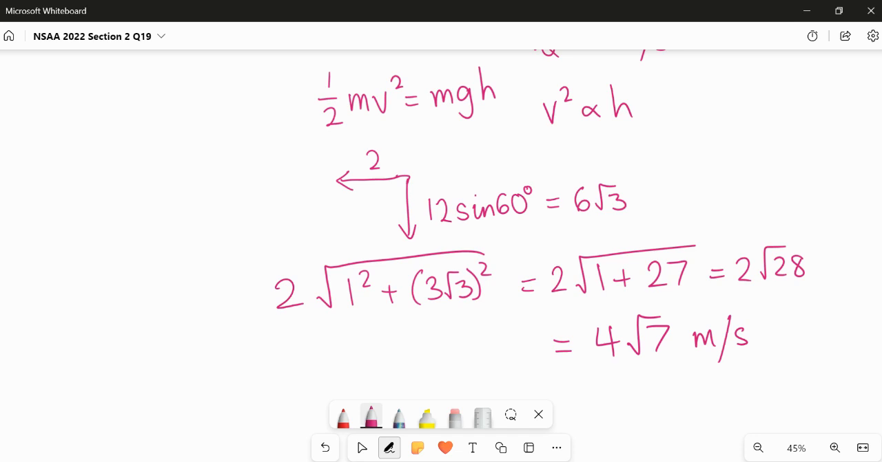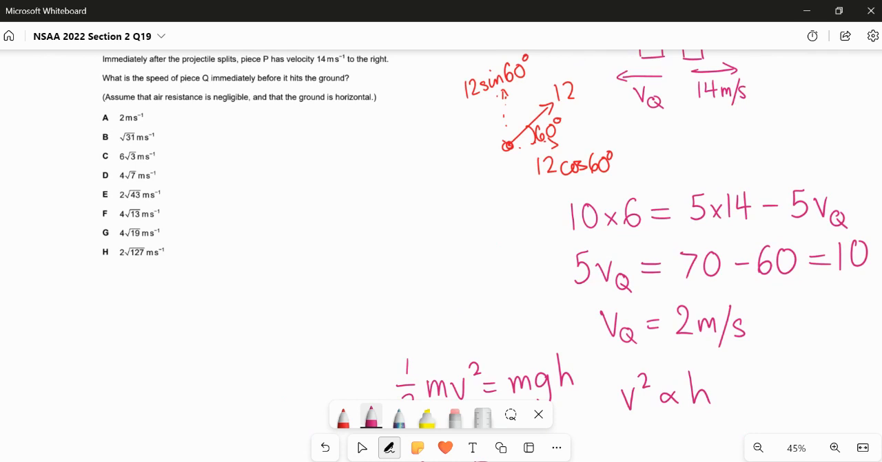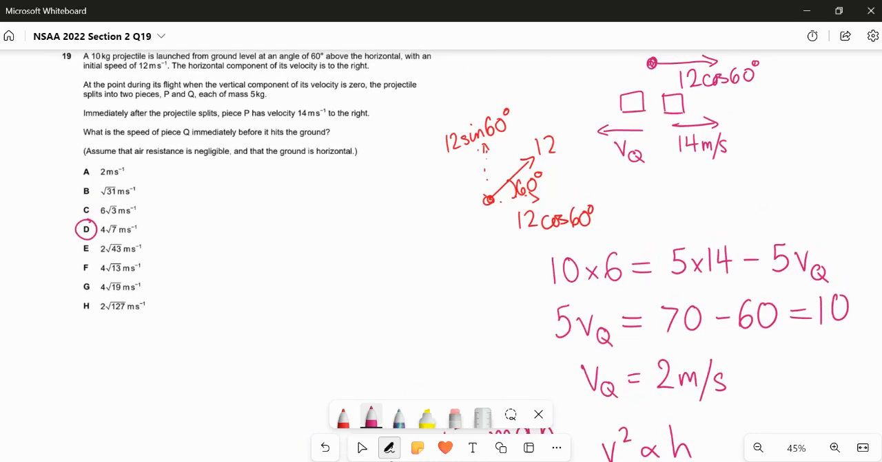So we can identify this as answer D. So it has a speed of 4 root 7 immediately before it hits the ground.